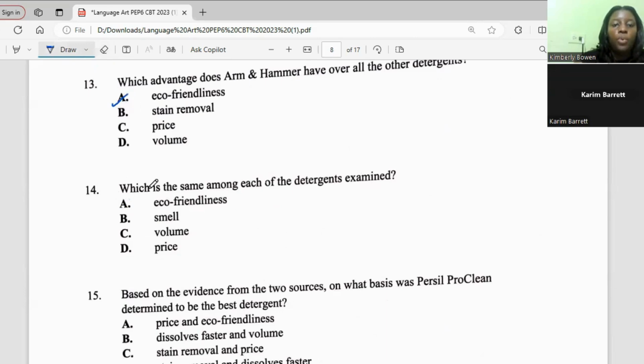All right. Which is the same among each of the detergents examined? And I know it's the volume because I've already looked at it. All of them are 2 liters.